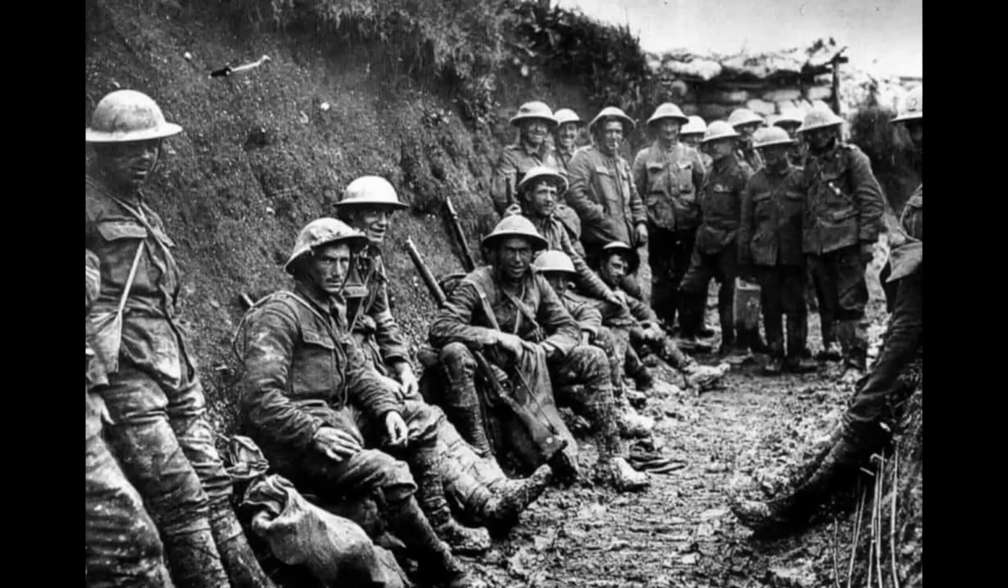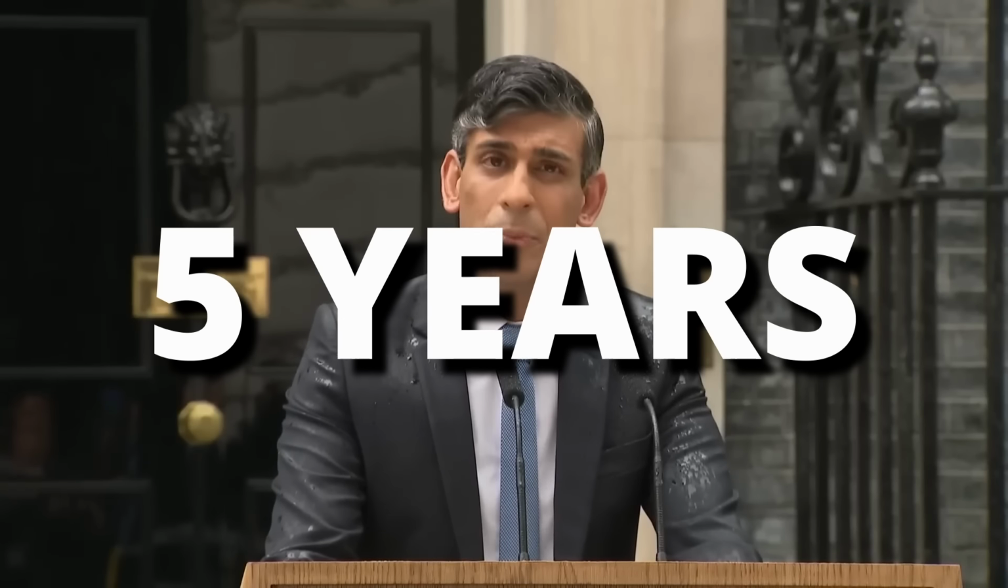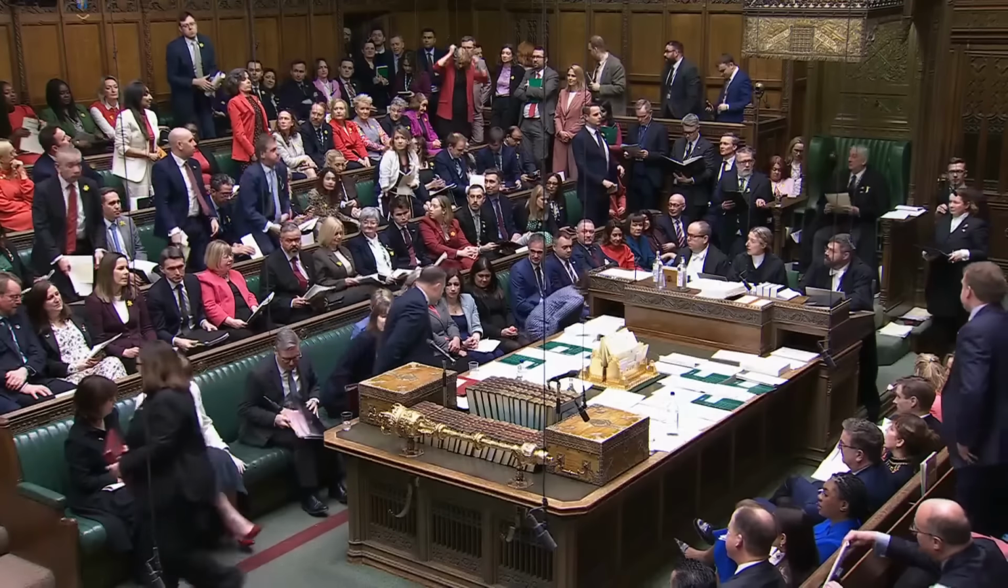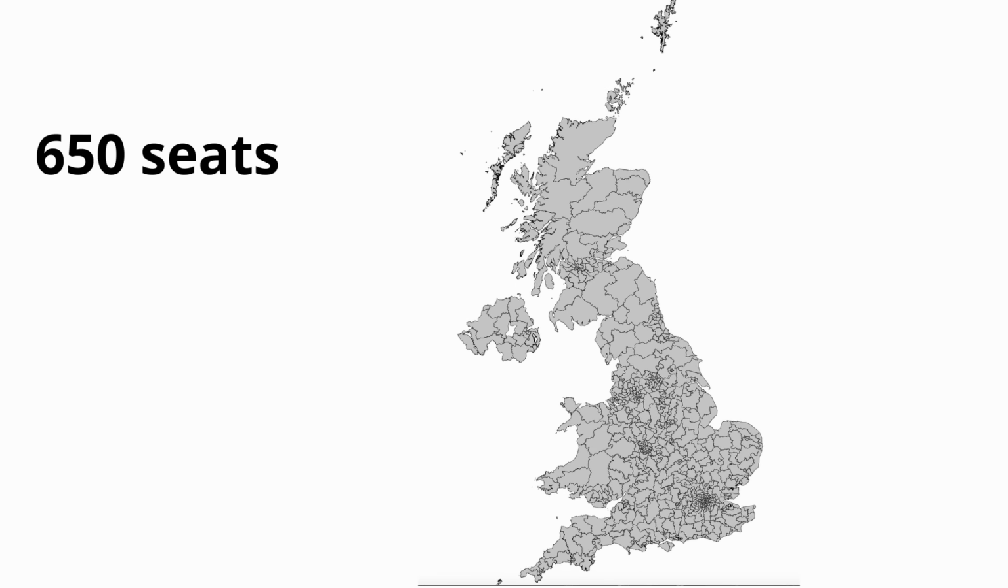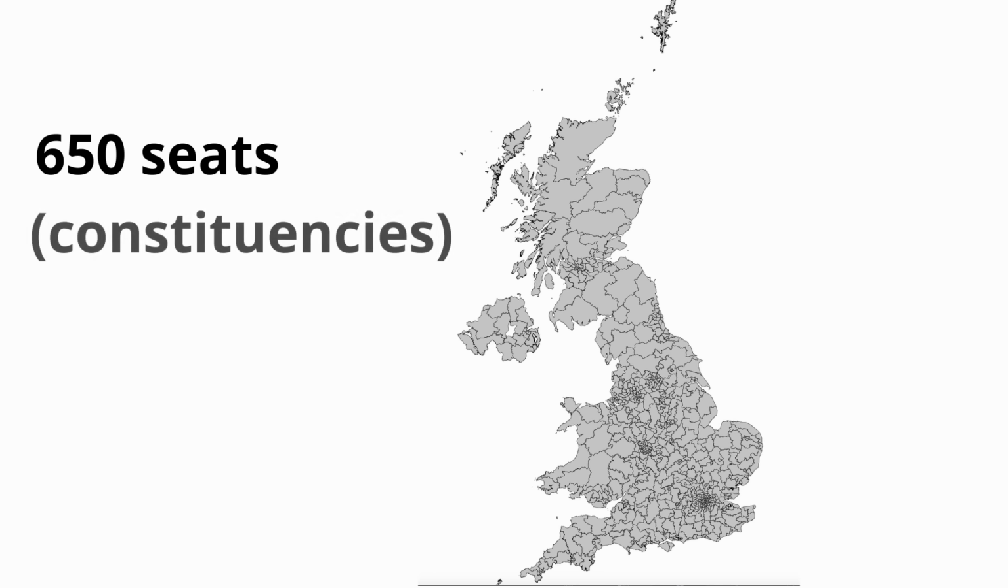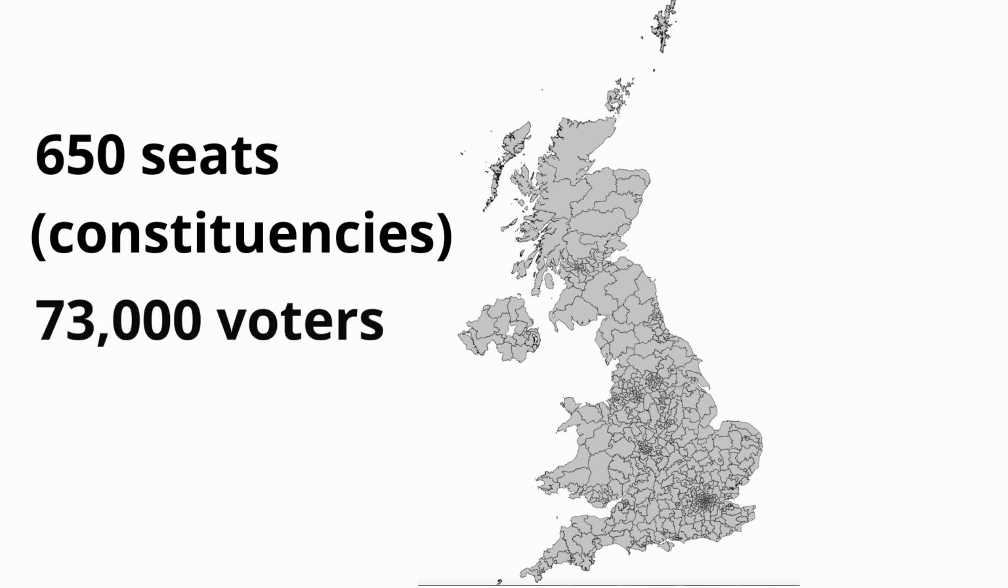With the exception of wartime, in the UK, general elections must happen at least every 5 years. When an election is called, Parliament is dissolved, and members of Parliament go back to being ordinary citizens who must campaign to be elected. There are 650 parliamentary seats, which cover geographical areas called constituencies. Each constituency contains roughly 73,000 voters.